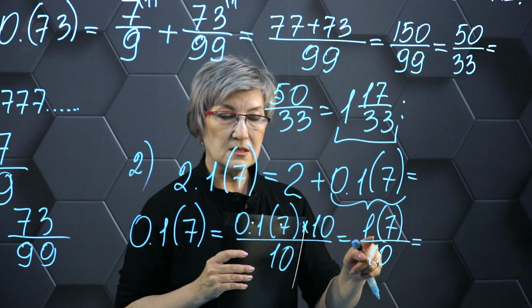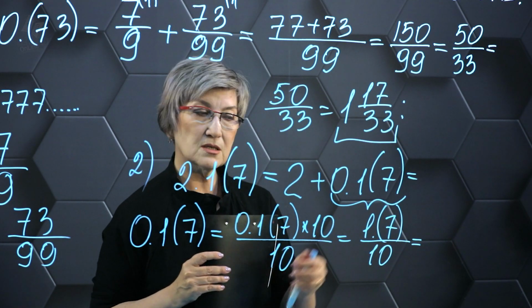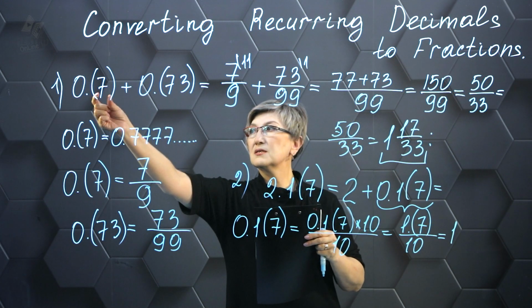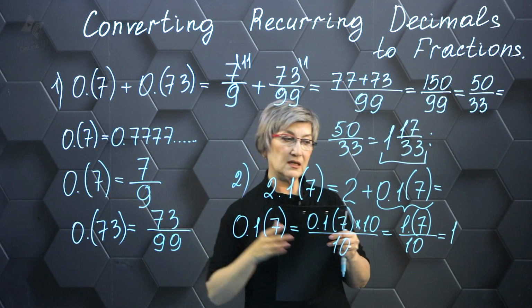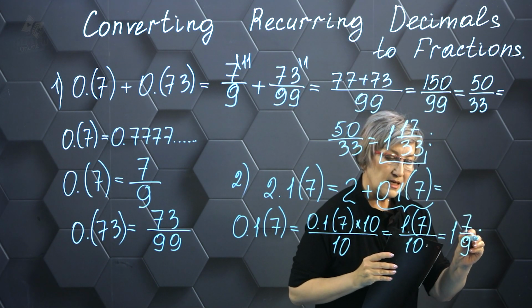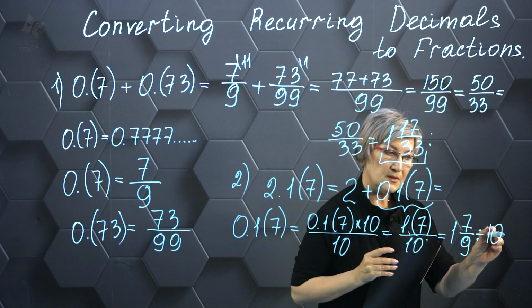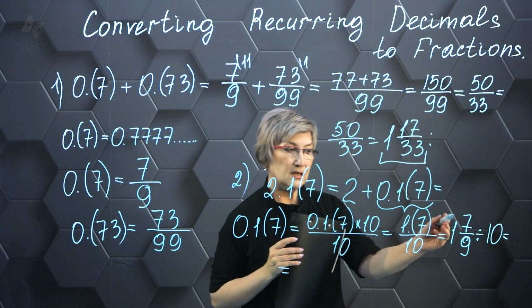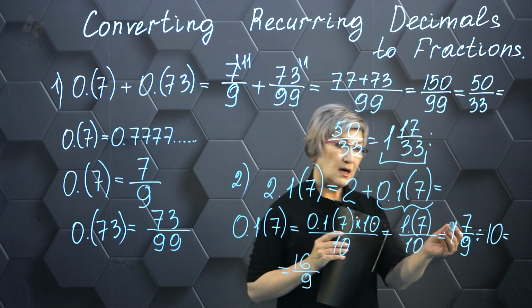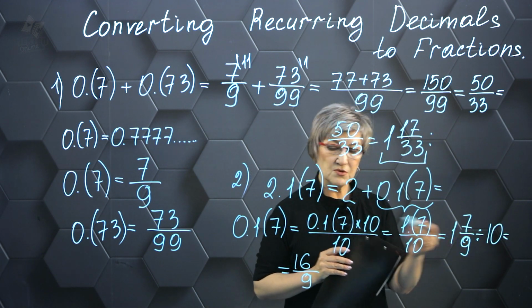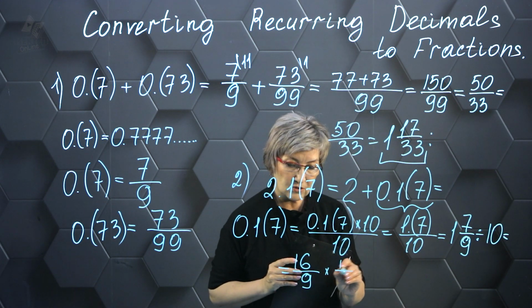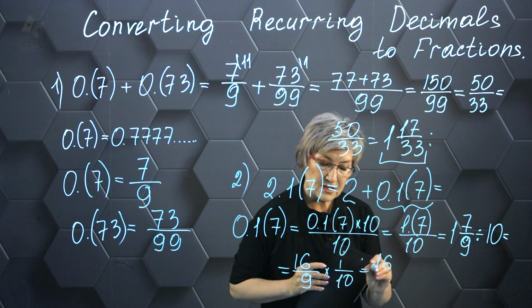Let's work with this number. What do we get? We keep 1 whole, and the 7 in the period is 7 ninths. That's 1 and 7 ninths, divided by 10. And then 1 and 7 ninths is 16 ninths: 1 times 9 is 9, 9 plus 7 is 16. 16 ninths divided by 10, or multiplied by 1 tenth. The result is 16 ninetieths.